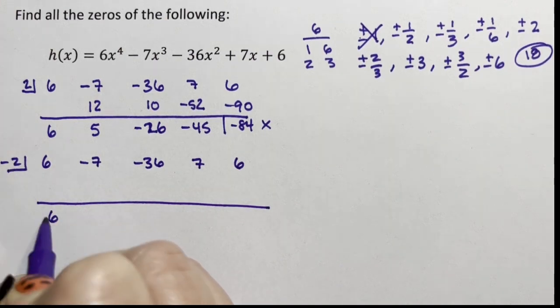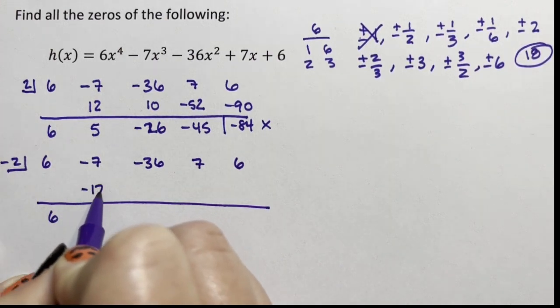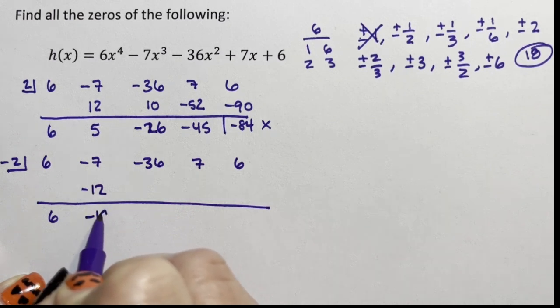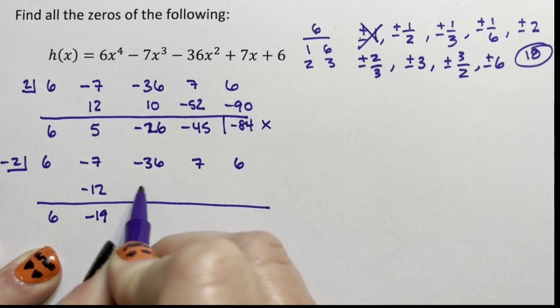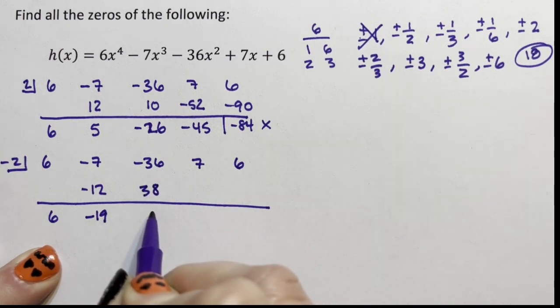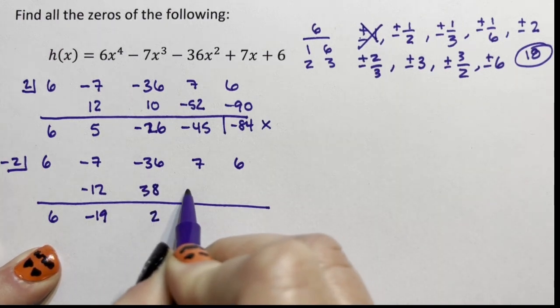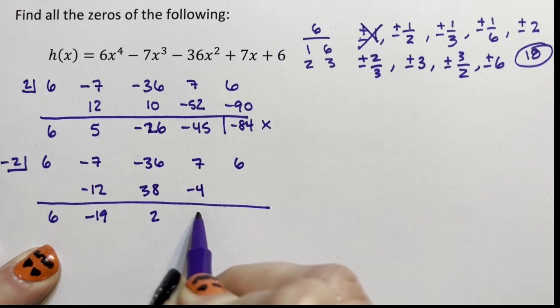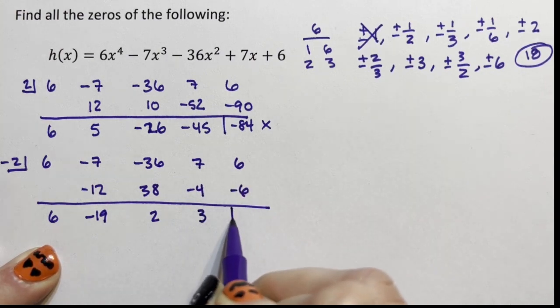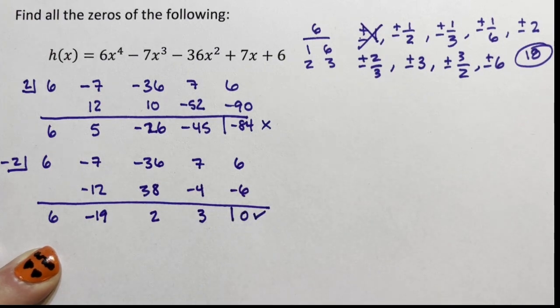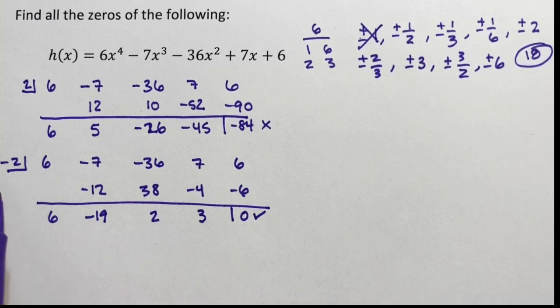So -2 times 6 is -12. This is -19. When we multiply these together, we get positive 38, which adds down to a positive 2. This multiplies to a -4, which adds down to a positive 3, which multiplies to a -6, which gives us our first 0, which is absolutely lovely. So we have our first 0, which is a -2.